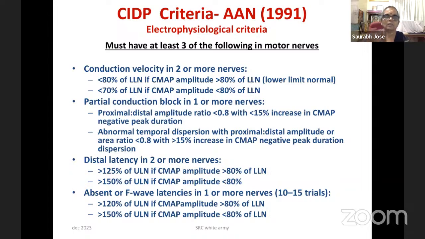You can find this on the net. Each one has various points; I'm not elaborating all of them. These are the various electrophysiological parameters which can be taken as diagnostic of CIDP. After the clinical features are there, you do the electrophysiology. If you are doing research, you have to use the electrophysiology criteria. Various abnormalities can be there, and all of them can be taken into account to make a diagnosis of CIDP.